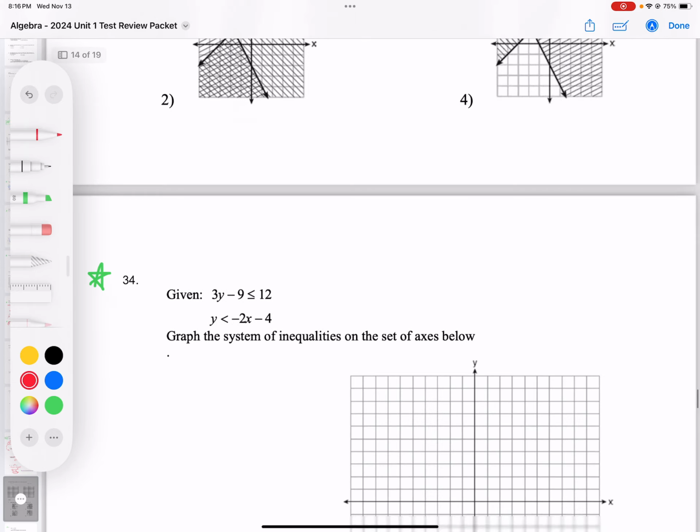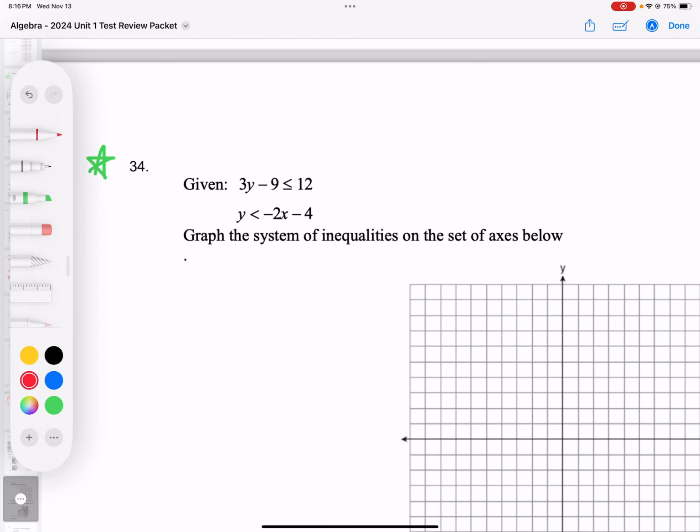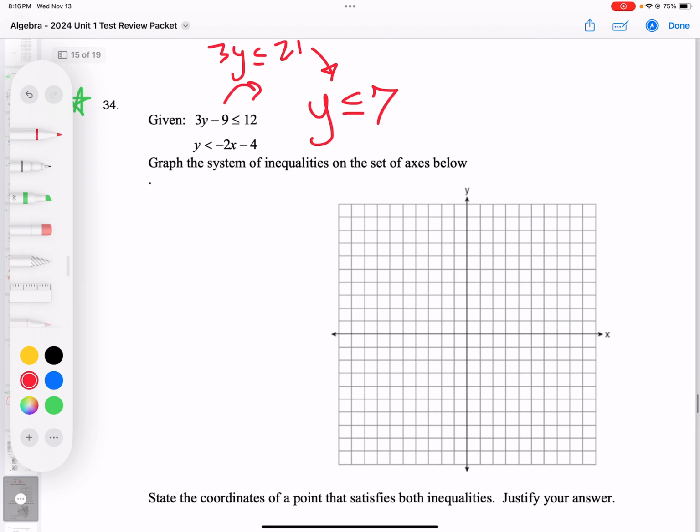And then I think there was one more problem mentioned down here. This is just a solve for y equals. I think the weirdest part of this, because you add the 9, so you have 3y is less than or equal to 21. So this. I think the weirdest part of this is that there's no x values. People might be thrown off, but y equals 7 is just this line.